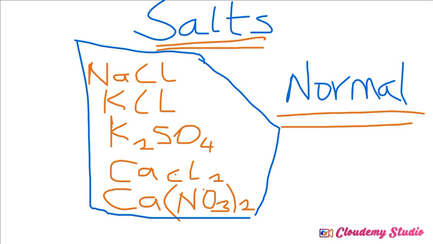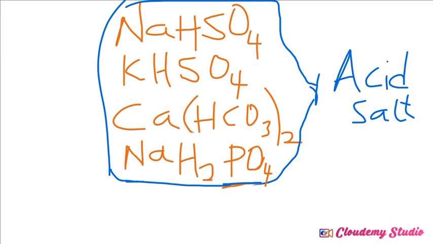Normal salt means all the hydrogen has been removed. All the hydrogen ion. No hydrogen ion there. No OH there. No hydrogen ion. So nothing to identify it as an acid, nothing to identify it as a base. That is what we call normal salt. Let's move to the next type of salt.